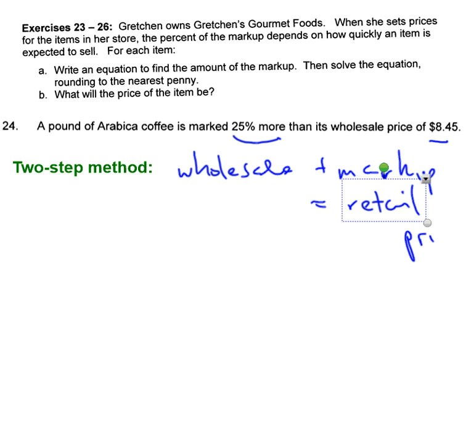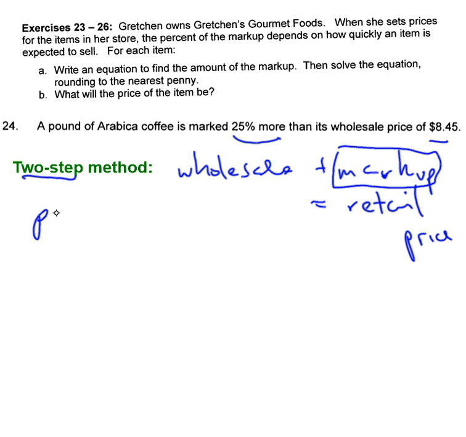And this really is how it works, of course, for any of you who've worked retail. So what we're looking for, if we do the two-step method, is the markup first. So we take our P equals RW, and we know the rate and the whole, because the rate is the 25%, the whole is the wholesale price, and what we're looking for is the part or the markup.